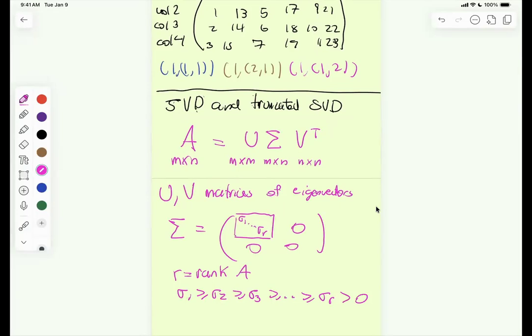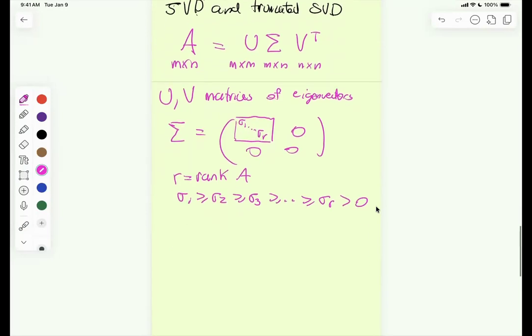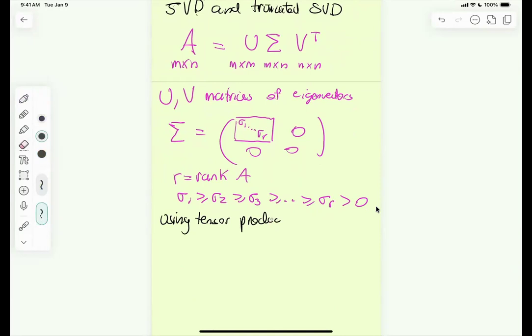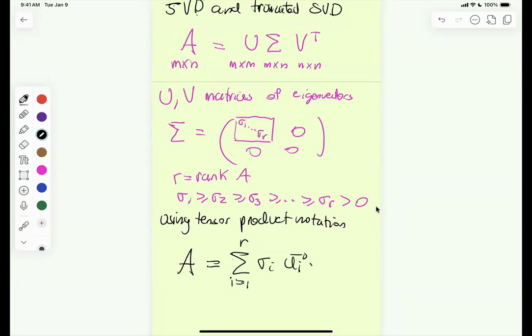If you write this in terms of the tensor product, the SVD, it's nice because it gives you a different perspective. So in the tensor product notation, A is the sum from i equals 1 to r of sigma i u_i tensor v_i, right?